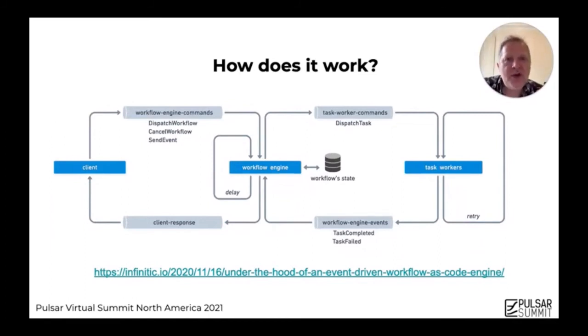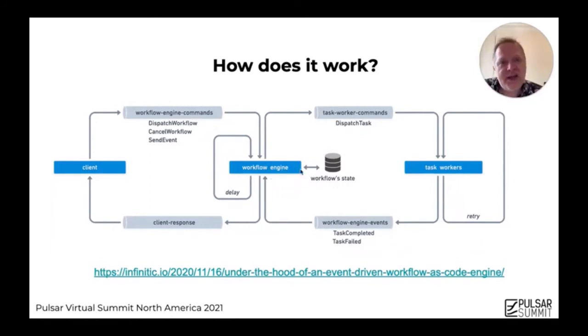We use a lot of other features, such as the delay message, which is used to manage time. If in your workflow you need to wait for 1 hour, for example, we will send a delay message with a 1 hour delay. And then we will be able to receive this event, and we will be able to handle it.